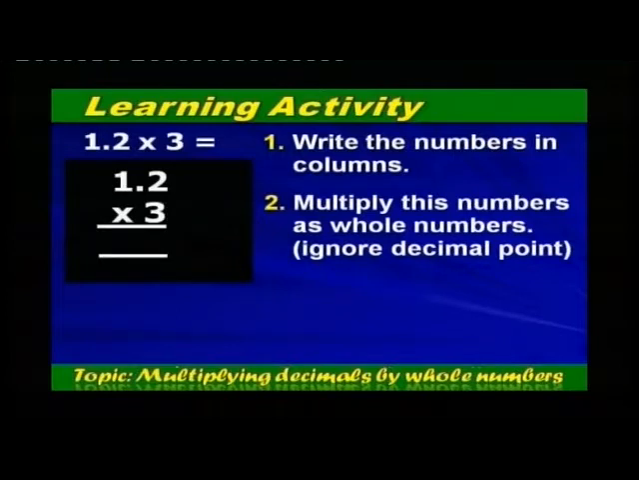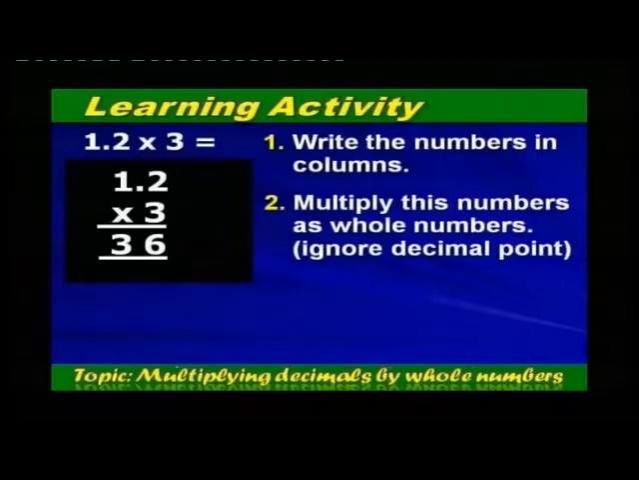So it's saying ignore the decimal point. When you're multiplying decimals with whole numbers, you ignore the decimal point for a while. You only multiply the numbers as whole numbers, ignoring the decimal points. So what does this mean?